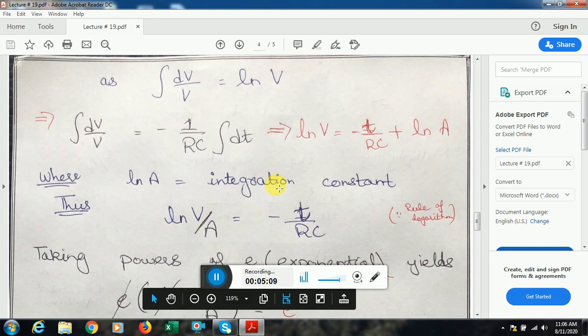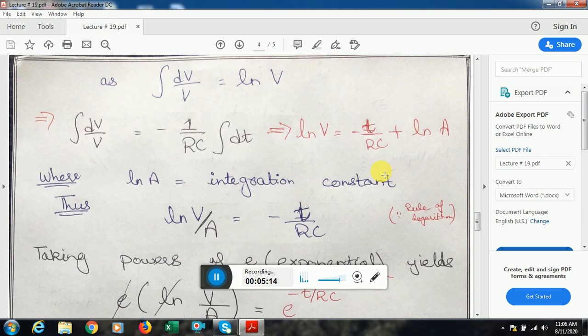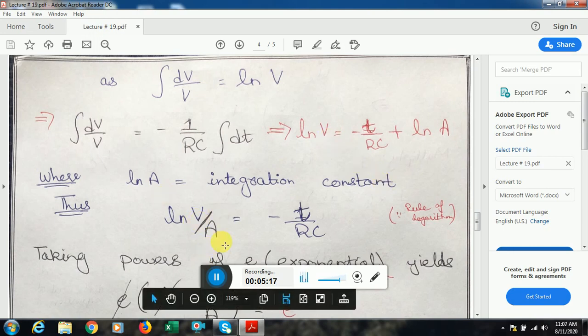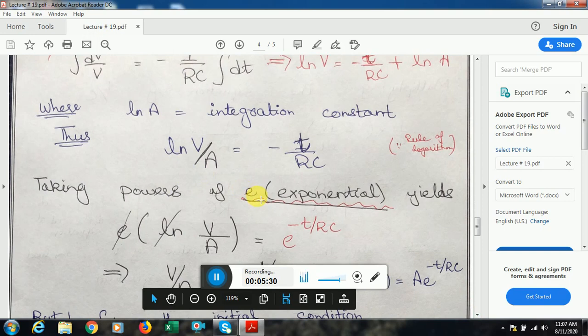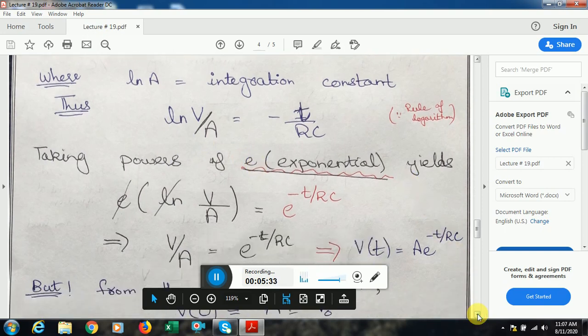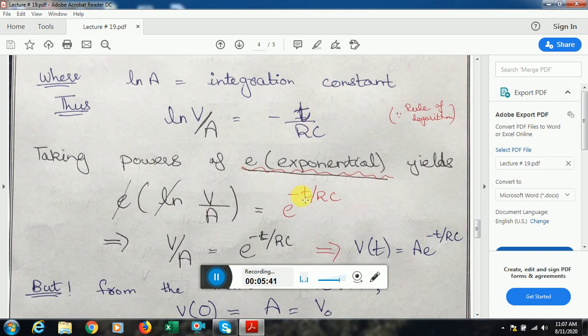When we take this term to this side, you know that for natural logs, instead of putting a minus sign, it is divided: natural log of V over A. This becomes natural log of V minus natural log of A. It becomes natural log of V over A equals minus t over RC. Now, in order to finish off this natural log, we have to take the power of exponential on both sides, and the natural log and the exponential cancel each other out, so my e is raised to power minus t over RC.